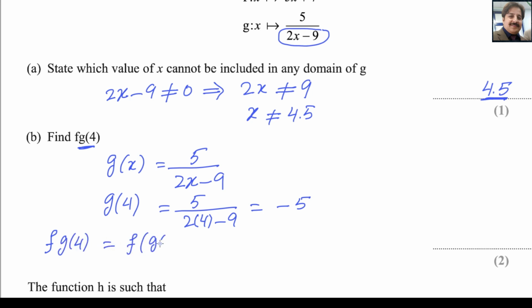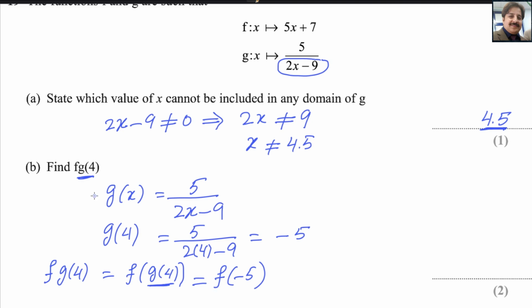Now we know that the value for g of 4 is negative 5, so you can replace it here, f of negative 5. Now our function is related to f only. This is a composite function, here is a single function, here f only. So f of x is this one. So here instead of x you should replace x with negative 5. This negative 5 you should replace in the f function.